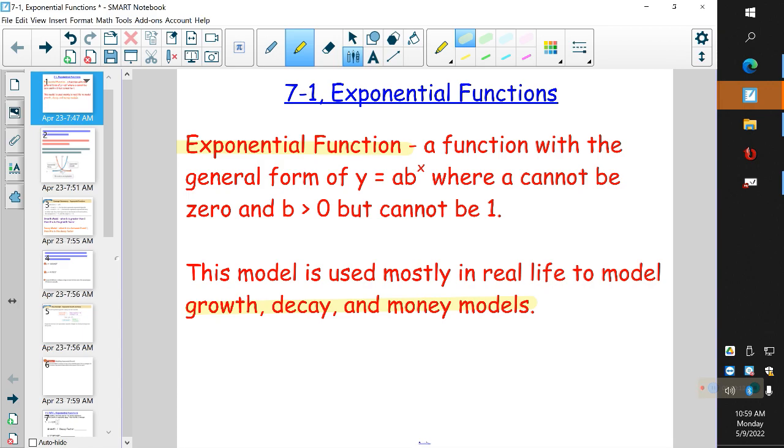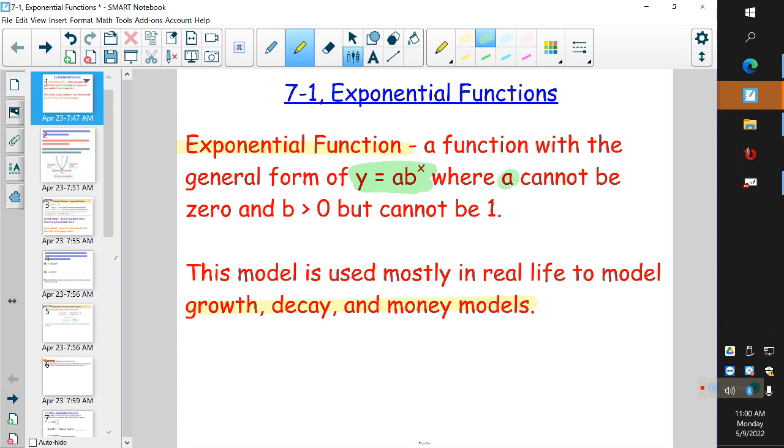We also love to look at our lovely little world and see if our population is growing or if our population is slowly dying off in certain countries, and what could be the cause or the effect for those things that are happening within those countries. So population growth and decay, as well as how our money is growing, is what we use exponentials for the most. Right here, y = a·b^x is going to be any of the forms that we're going to be using for exponential.